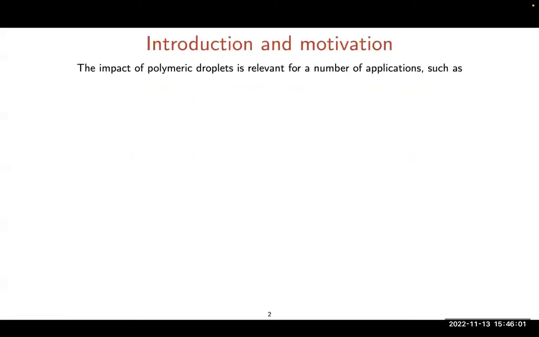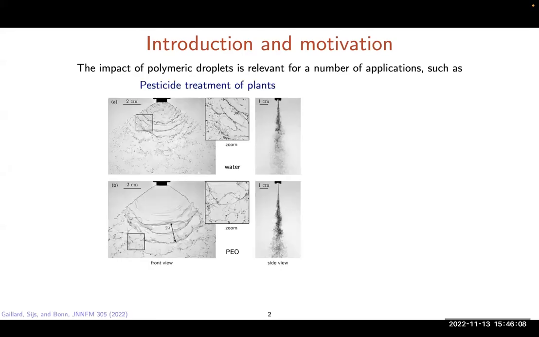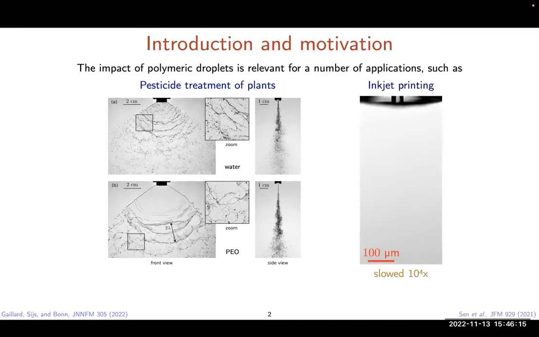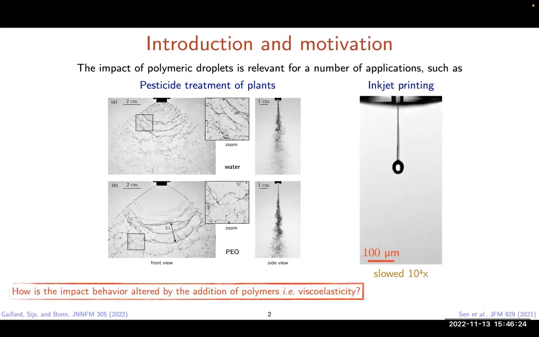The motivation of this work arises from a number of applications involving droplets of polymeric solutions impacting on substrates, such as pesticide treatment of plants, where you use polymers to change the droplet size distribution, or inkjet printing, where you add polymers to suppress satellite droplets. And in all of these applications, the droplet has to impact on a substrate at some point. So the question is, essentially, how is the impact behavior altered by the addition of polymers?